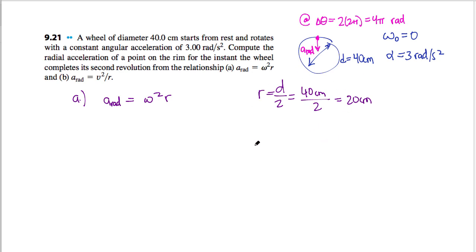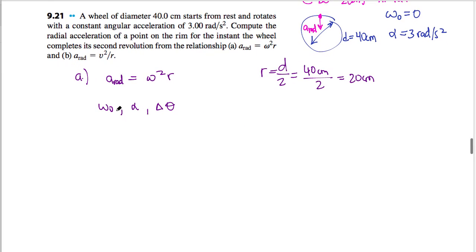The stipulation for linear units is that they're in the same units. Our angles do need to be in radians. So the second part is I need omega in order to figure this out. So I'm given omega naught, I'm given alpha, and I'm given delta theta. Out of these, I want to find omega. So omega is my unknown.